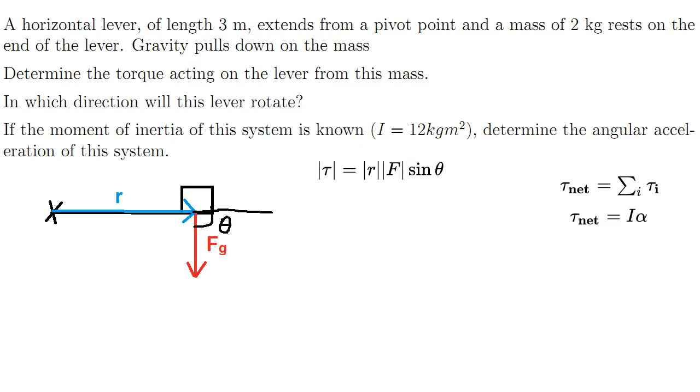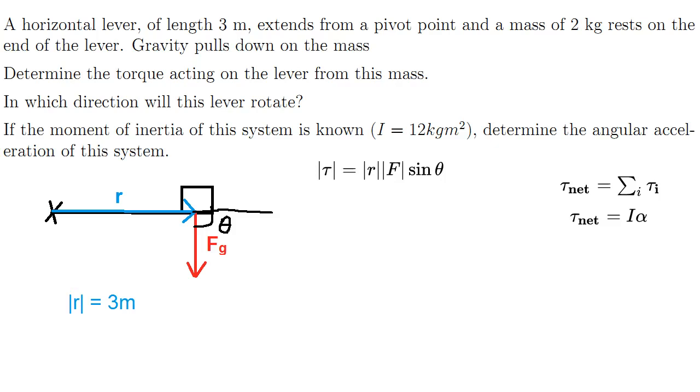Now, to determine the other two quantities, I need the magnitude of r, and I need the magnitude of the force of gravity. So we'll start with r. The magnitude of r is just 3 meters, because magnitude doesn't care about direction. And we're told that in the problem.